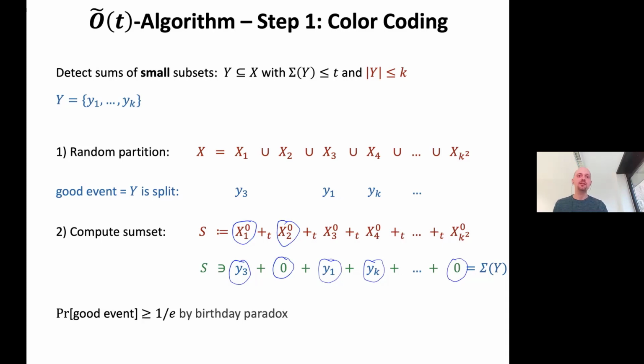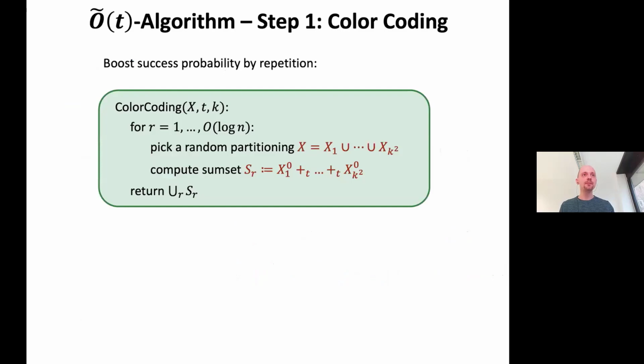Now, of course, we have to analyze the probability that we are in a good event, that Y is split. And this is basically the birthday paradox. By throwing k balls into k-squared bins, with constant probability, this set is split. Okay, and once you have constant probability, we just repeat log n times to boost the success probability. So the color coding procedure just repeats log n times, it picks a random partitioning into k-squared parts, adds 0 to each part, computes the t-capped sum set of all parts, and in the end, we return the union of all the sets that are computed.